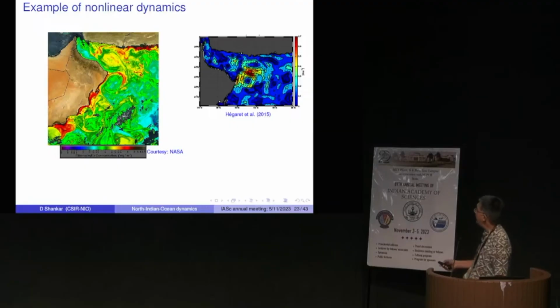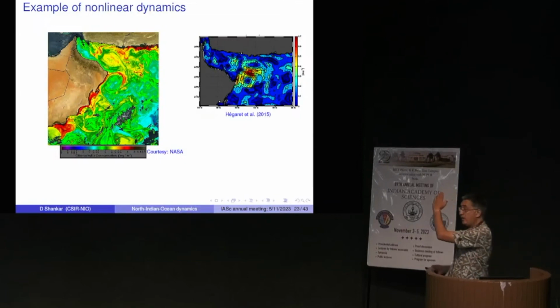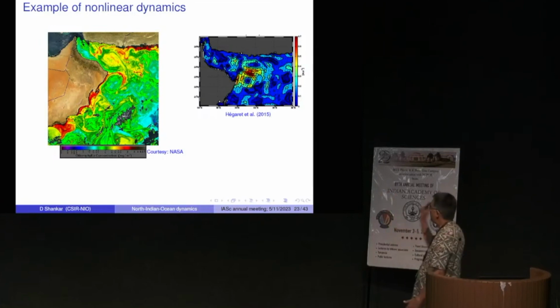But we know that fluid flow is nonlinear. So what happens when you start looking at nonlinear effects? This is an example of nonlinear dynamics. This is the coast of Oman. You have the southwesterly winds during the summer monsoon blowing this way. So what you expect is smooth Ekman drift offshore. That's linear theory, classical linear theory. But that's not what you get.